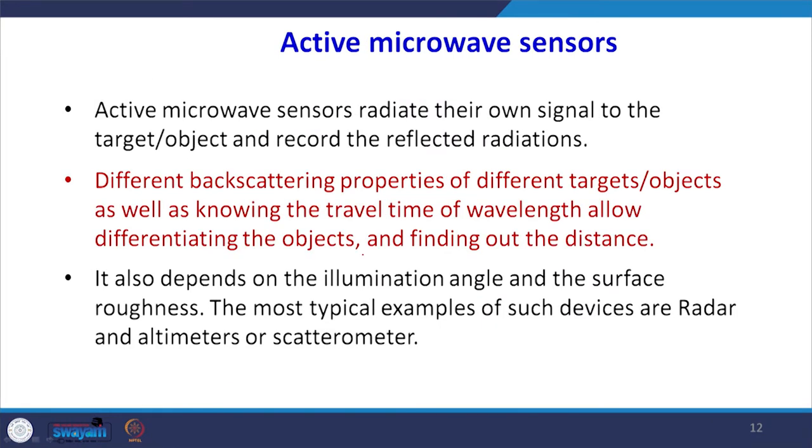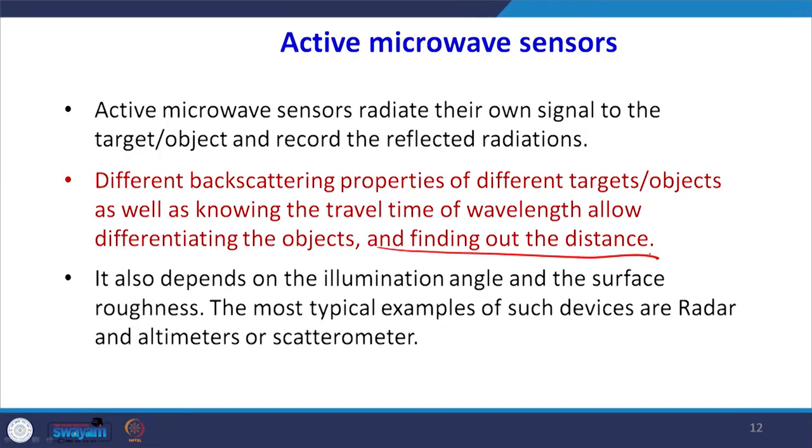If you are talking of the active microwave sensors, they have their own source of energy and they can illuminate the object and then record the emitted energy and reflected energy from that particular object. So these sensors can record different backscattering properties coming from the different objects and targets.